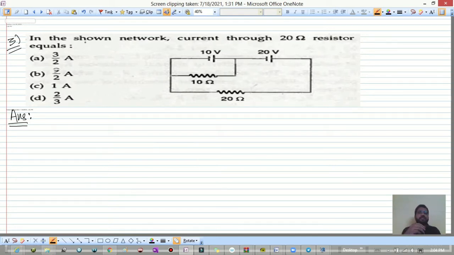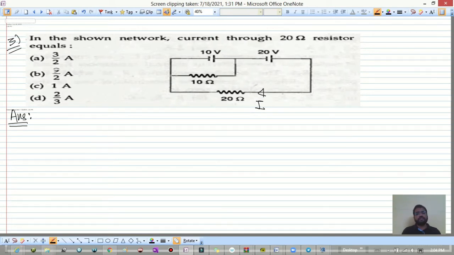Current through the 20 ohm resistor is equal to... that is what we have to find out. So the 20 ohm resistance is this one. Let us consider the current through this 20 ohm resistance is I. And I told you, you can consider the potential at any point as 0.